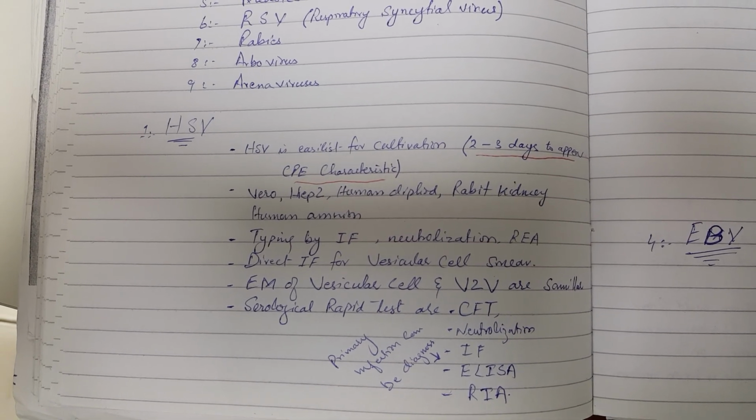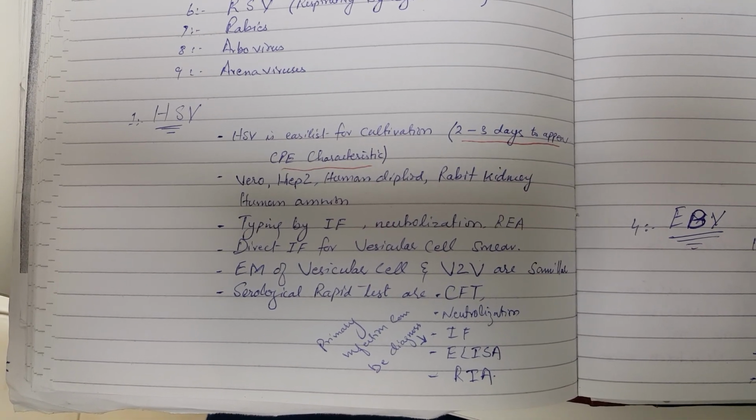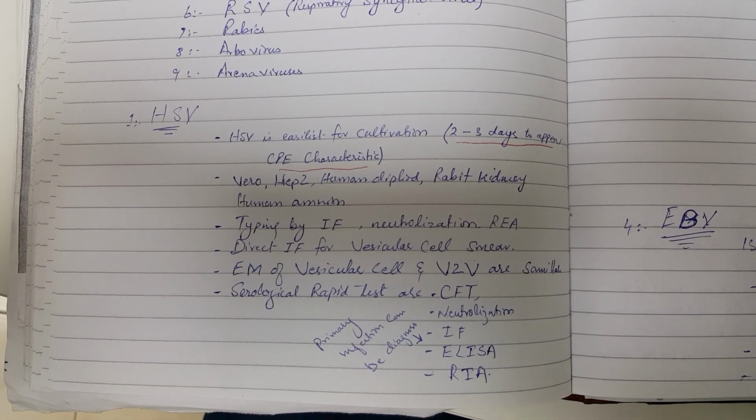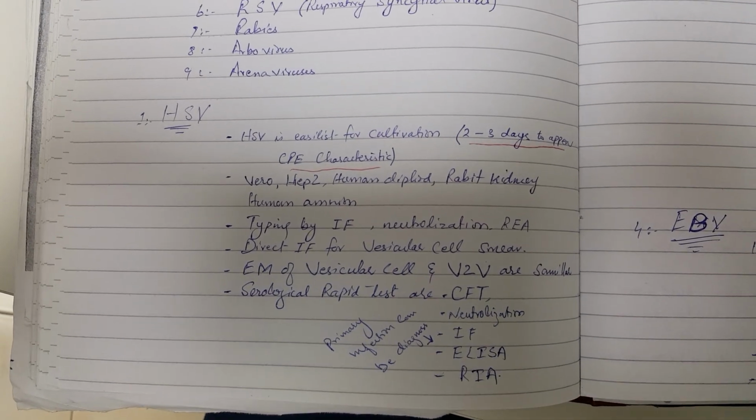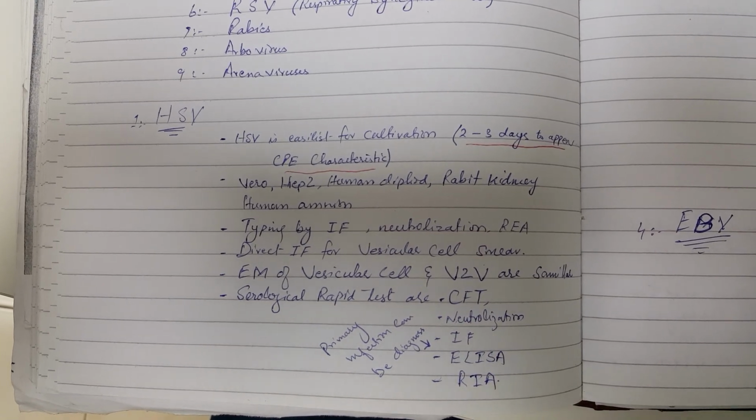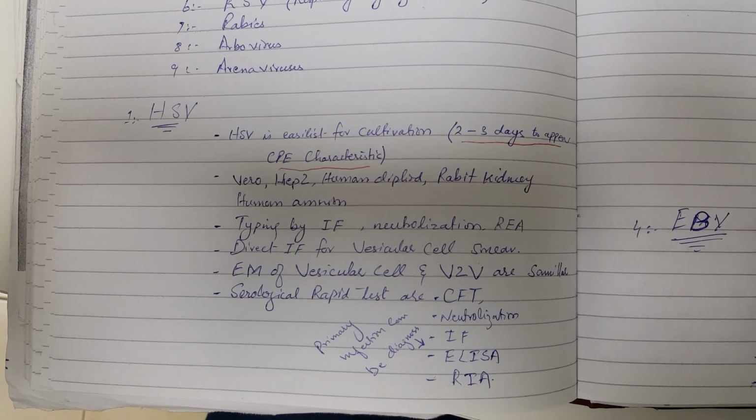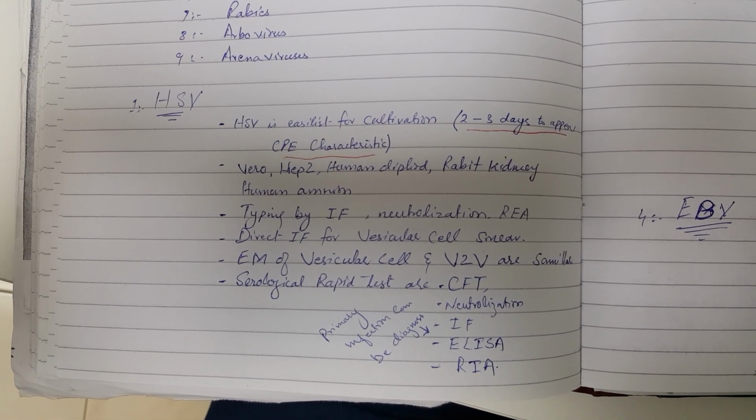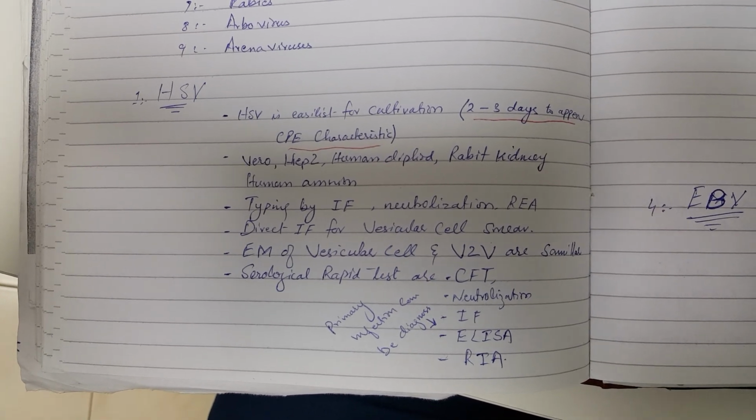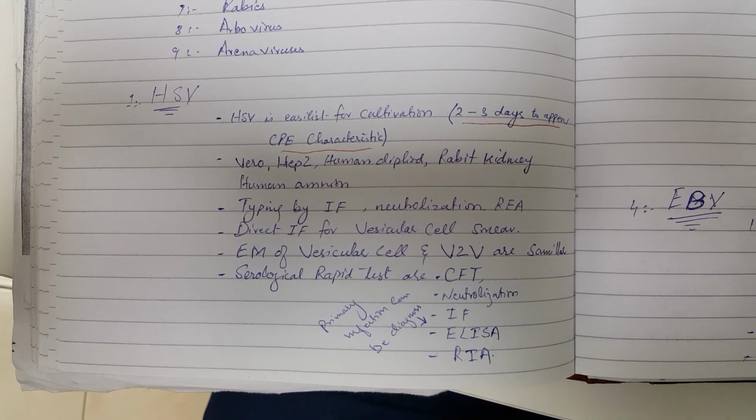immunofluorescence for the vesicular cell smear, and electron microscopy for the vesicular cell smear. Varicella zoster is smaller, and herpes simplex virus is larger. Serological rapid tests are complement fixation test, neutralization, immunofluorescence, ELISA, and radioimmunoassays. The primary infection can be diagnosed by these antigen detection or antibody detection tests.